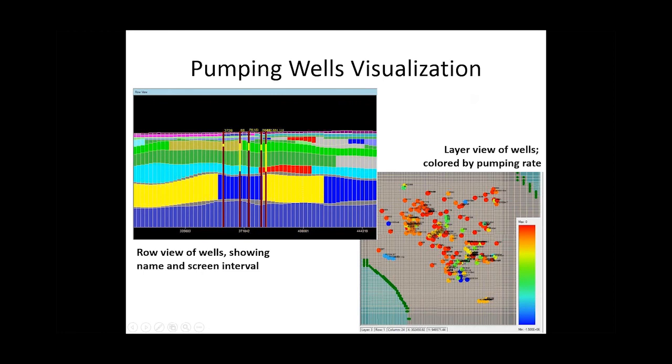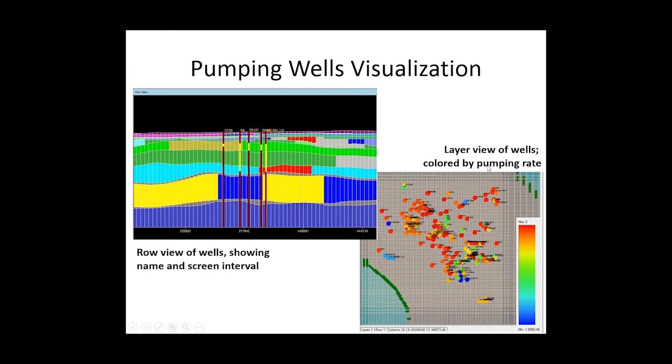Here are a few examples of the new visualization options. On the left, you have a cross-section view showing wells that are screened in different layers. The well screen is colored in yellow. The dark brown line shows the entire well path from the top to bottom. And you can see at the top, you can label the well name in order to correlate the different locations.